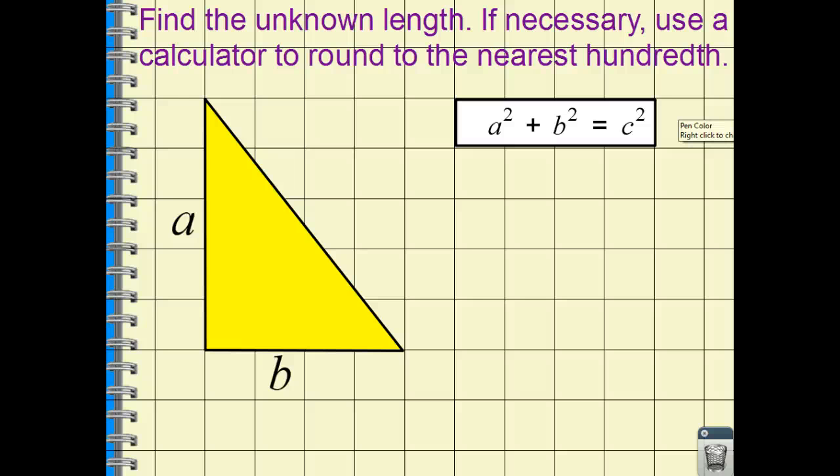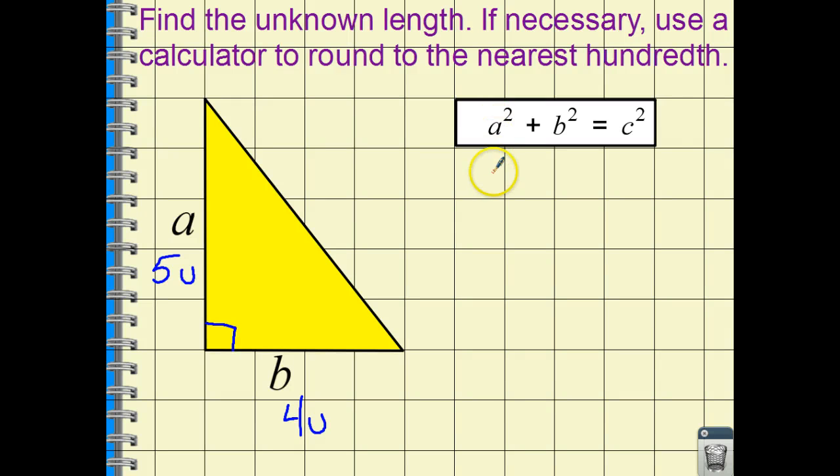The A length has 1, 2, 3, 4, 5 units. We'll call it units because it didn't tell me inches, centimeters, etc. So 5 units is 5u. And my B length is 1, 2, 3, 4 units. So my B is 4u. And since this is a 90-degree right triangle, let me draw that in for you, I can determine the hypotenuse, that slanted leg, by using the theorem.